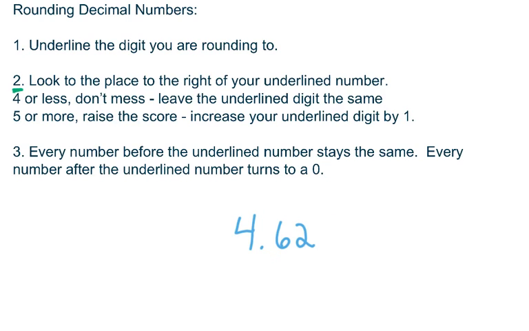Let's do another example. What if I have 4 and 62 hundredths and I ask you to round it to the nearest tenth? Again, underline the digit that you're rounding to. I'm rounding to the tenths, that's the first digit. As always, look to the place to the right. 4 or less, don't mess. 5 or more, raise the score. Well, a 2 is less than 4, so that means that 6 is going to stay the same. Everything in front to the left is going to stay the same as well, and everything after it's going to become zeros. So 4 and 62 hundredths rounded to the nearest tenth is 4 and 60 hundredths, or 4 and 6 tenths.